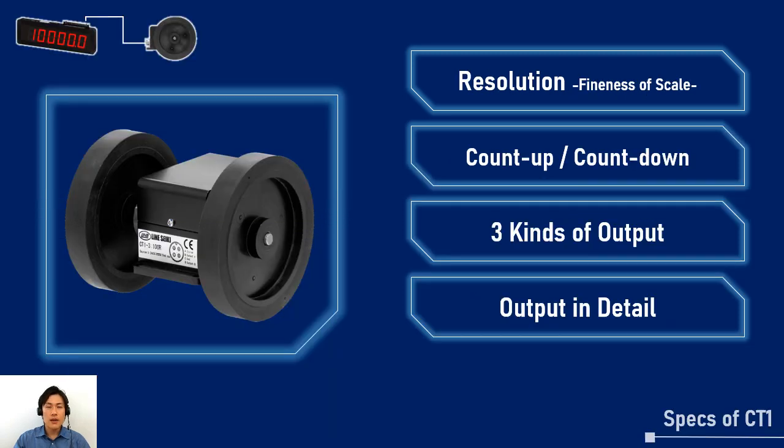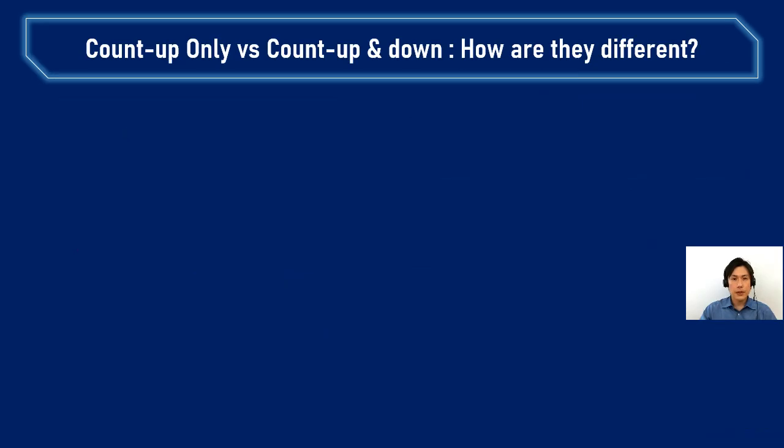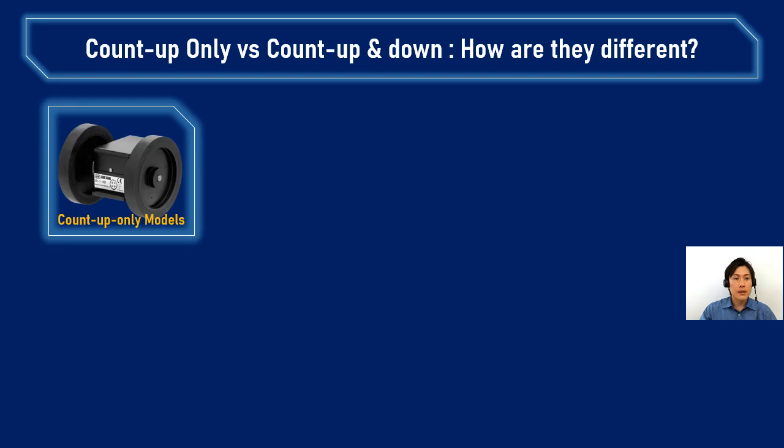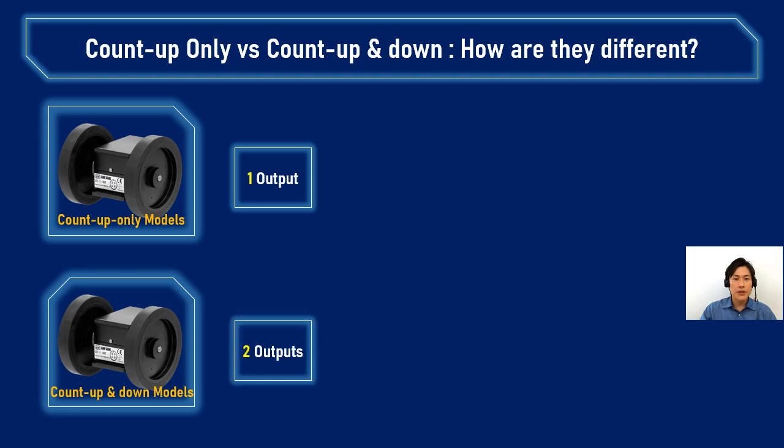Well, we saw count up only models and count up and down models, and the models with one output and 2 outputs. Let's see more details about these differences in output, and let's wrap up such differences. Length sensor CT1 series has 2 kinds of models, count up only models and count up and down models. Count up only models have one output. On the contrary, count up and down models have 2 outputs.